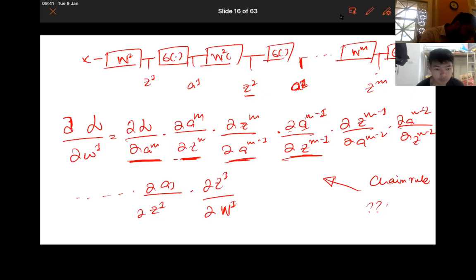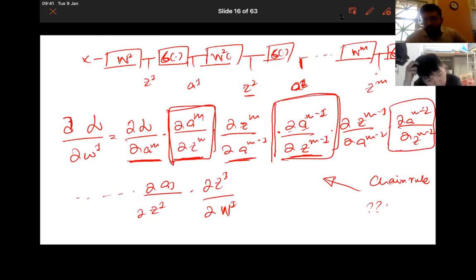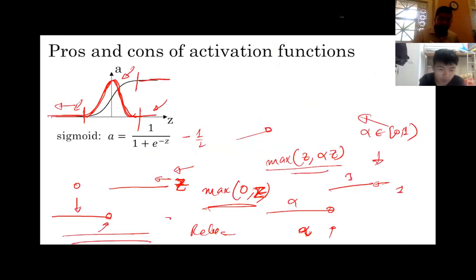What about these terms, the partial derivative of the activation with respect to the input of the activation? Well, let's say these are sigmoids, right? Let's say that the nonlinearities that we have are sigmoids. What can we say about these terms, which are the derivative of the output of the sigmoid with respect to the input of the sigmoid? Remember, we saw that the derivatives are zero almost everywhere, and they are non-zero in a very small interval.